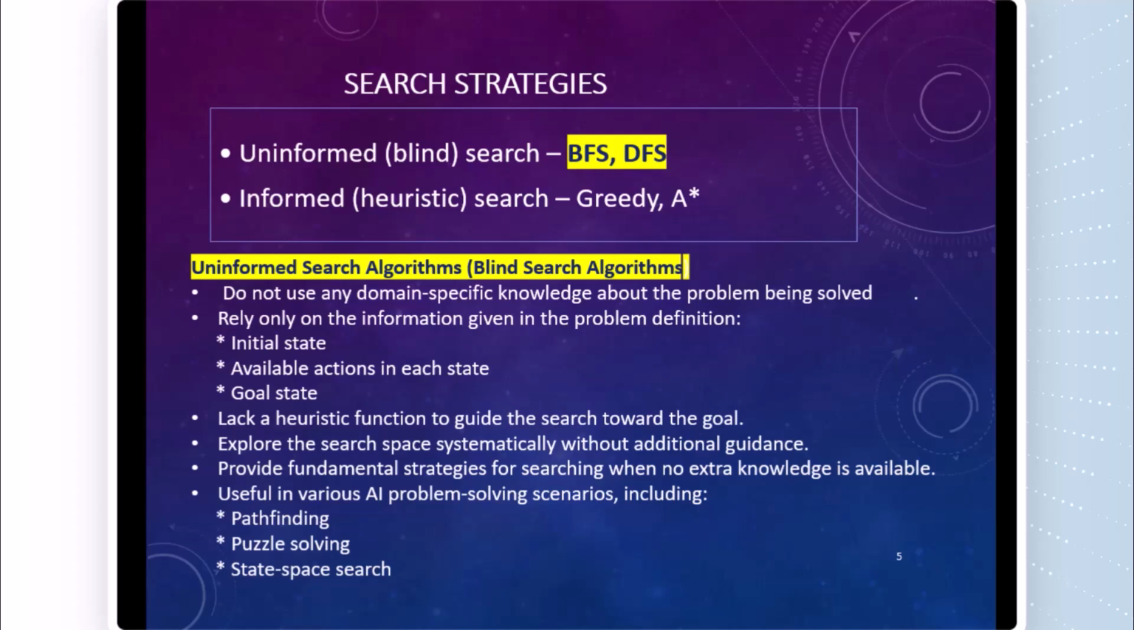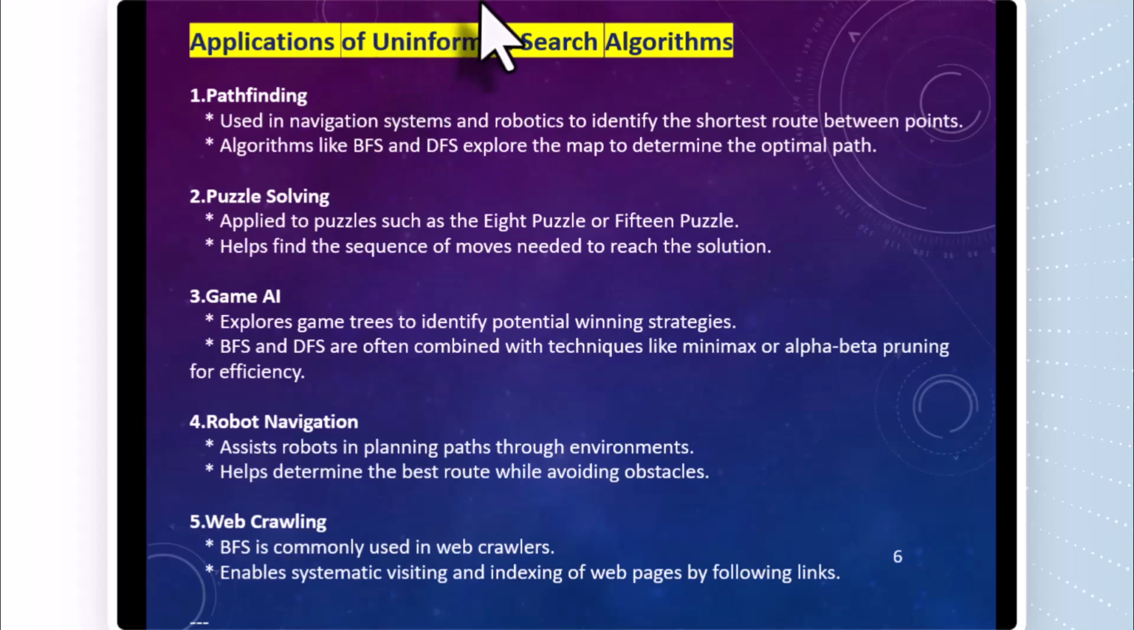For uninformed search algorithms, which are blind search algorithms, we have BFS and DFS. These algorithms do not use any domain-specific knowledge about the problem being solved. They rely on the information given in the problem definition, and so they lack a heuristic function to guide the search towards the goal. They explore the search space systematically without additional guidance and provide fundamental strategies for searching when no extra knowledge is available. They are useful in various AI problem-solving scenarios, including pathfinding, puzzle solving, and state space search, amongst others. Applications include pathfinding, puzzle solving, game AI, robot navigation, and web crawling.